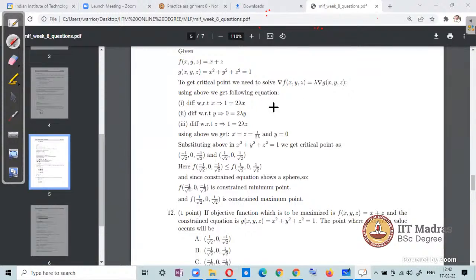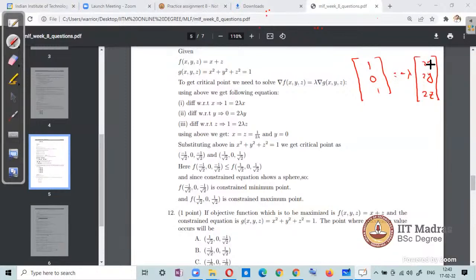In this question, let's see what we have to take here. Del of f equals minus lambda times del of g. Here it is taken as plus lambda, but now I'll take minus lambda. So f of x, y, z is this one. We will differentiate with respect to x, which is 1, y is 0, z is 1. For lambda, x square gives 2x, y square gives 2y, z square gives 2z.